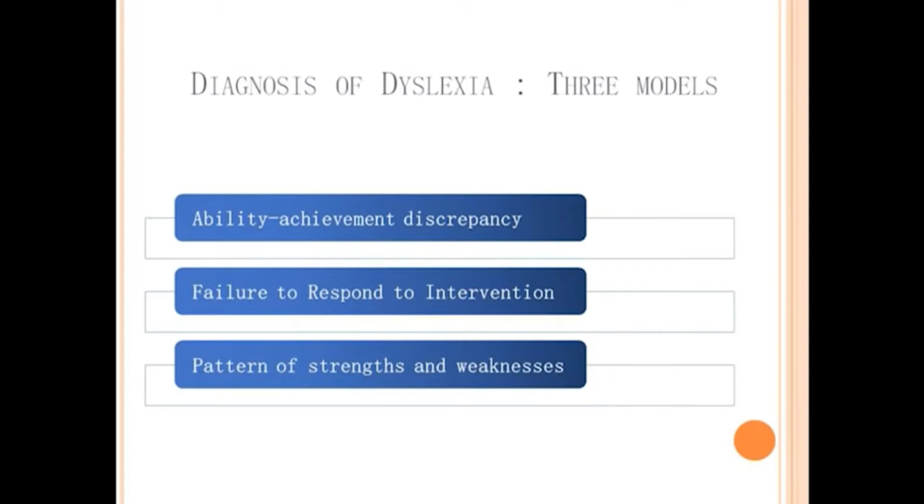In a third approach, some people will identify dyslexia by looking for patterns of strengths and weaknesses in a child. Tim has definite patterns of strengths and weaknesses. He does well in math and appears to enjoy it. He does not do well in reading and spelling, and certainly does not enjoy those subjects.